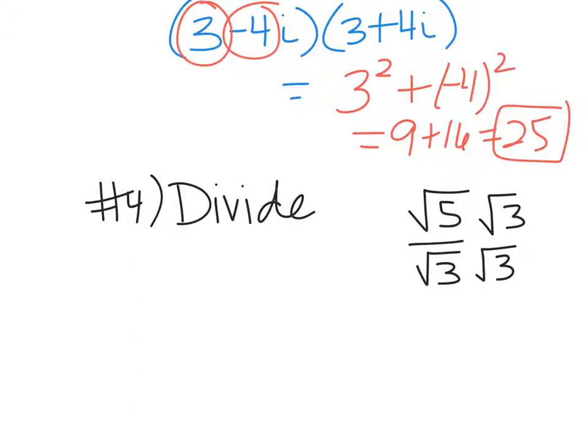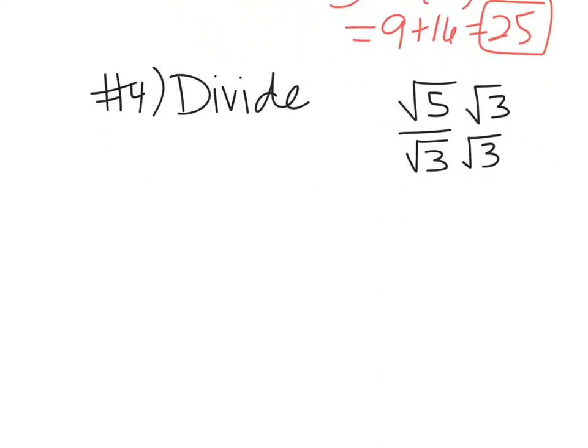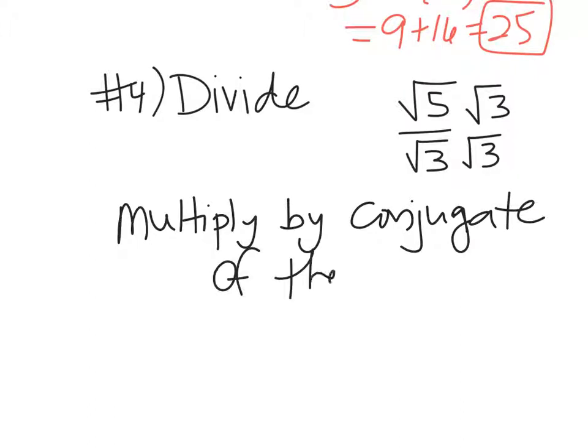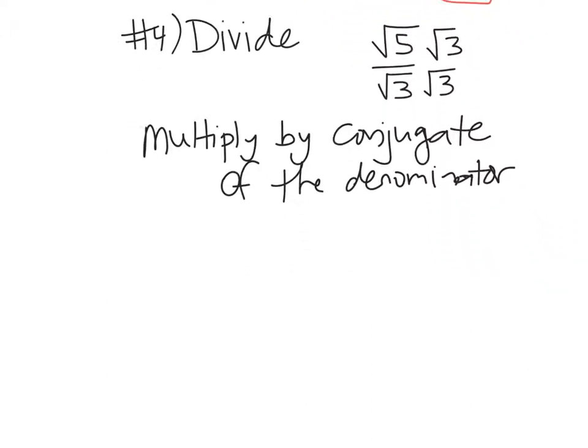So what we do in order to divide is we're going to multiply by the conjugate of the denominator. That's the trick. Because when we multiply conjugates, we won't have an imaginary number anymore, a complex number. We'll get a real number. That's our goal.